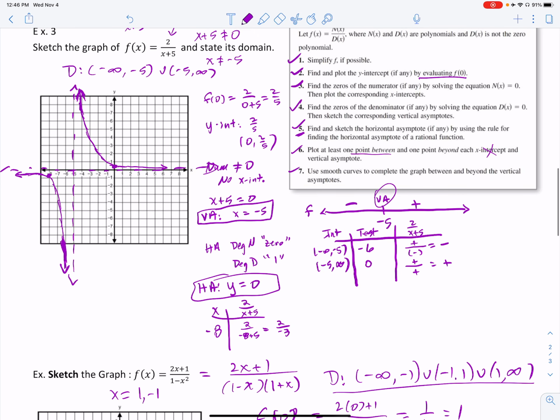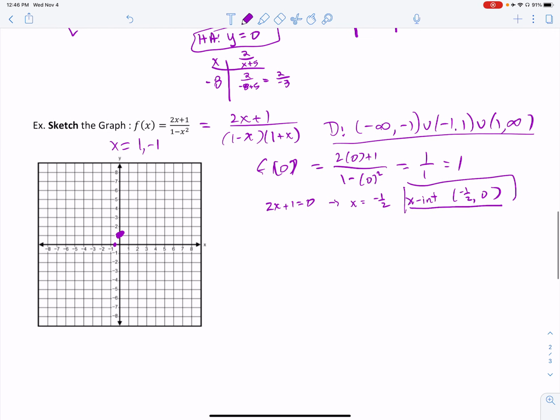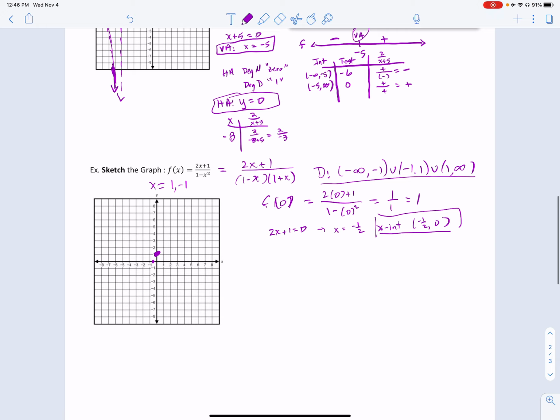And then you're going to come back here and find the zeros of the denominator and sketch the corresponding vertical asymptotes. So we already found 1 minus x, 1 plus x equals 0 when x equals 1 or negative 1. So my vertical asymptotes are x equals 1 and x equals negative 1. And so we're going to go ahead and draw those.